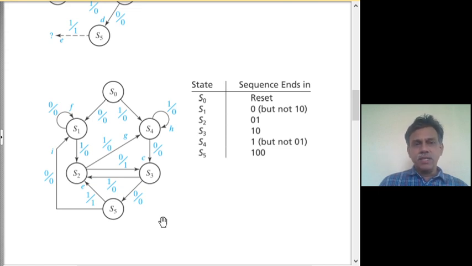We have seen techniques like elimination of rows, or there is a technique called the implication table method. Using one of these methods, we have to reduce the state graph. Now we will look at another example of a sequence detector.